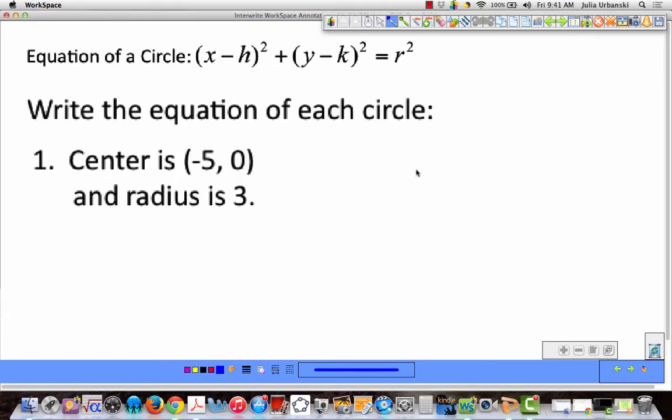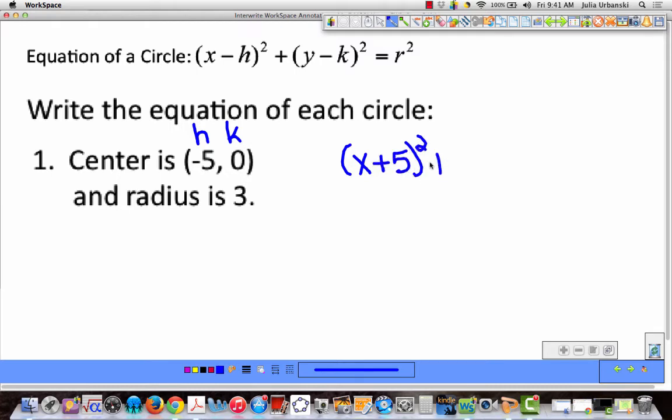So for quick examples, write the equation of each circle. Always go back to the formula. We're going to put parentheses x, and we're going to do the opposite of the number here. This is the first number, this is the second number. So instead of saying x minus 5, it's already negative, we're going to make it plus 5.